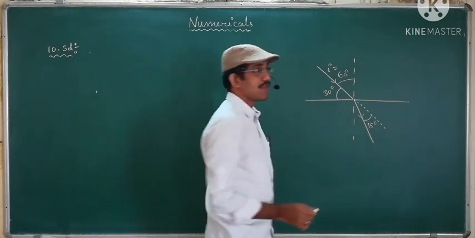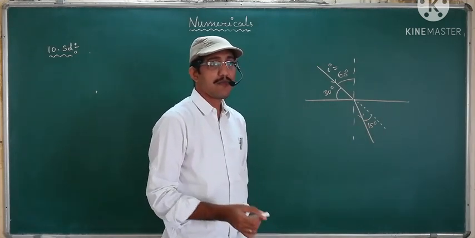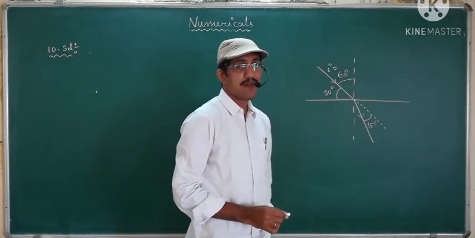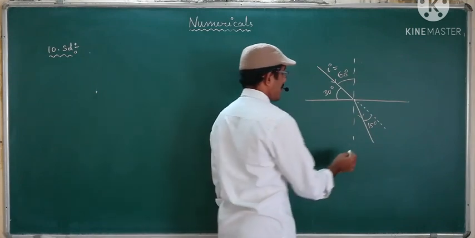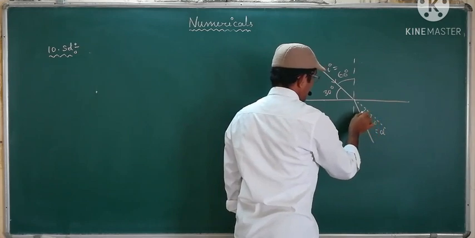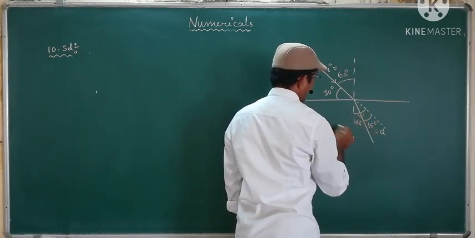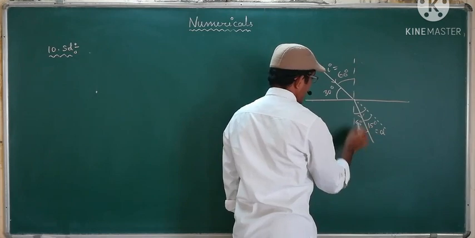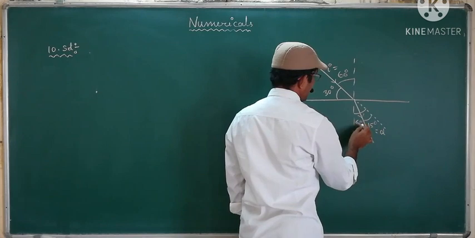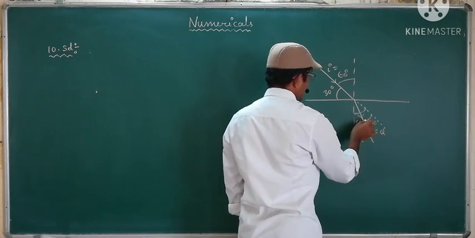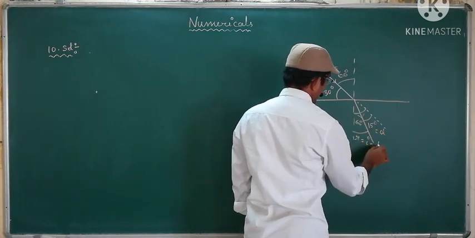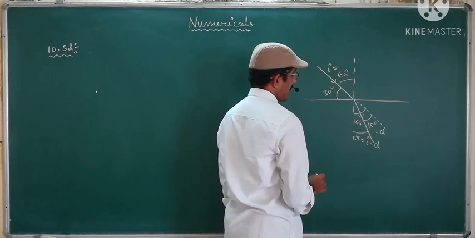What is meant by angle of deviation? I have explained, the angle made by the refracted ray with the direction of incident light is known as angle of deviation in the case of refraction. So this is angle of deviation, and this is 60, so this is also 60. Then this particular angle is the angle of refraction. This angle of refraction means 60 minus 15, right? This is total 60 and this is 15, and R is equal to I minus D.